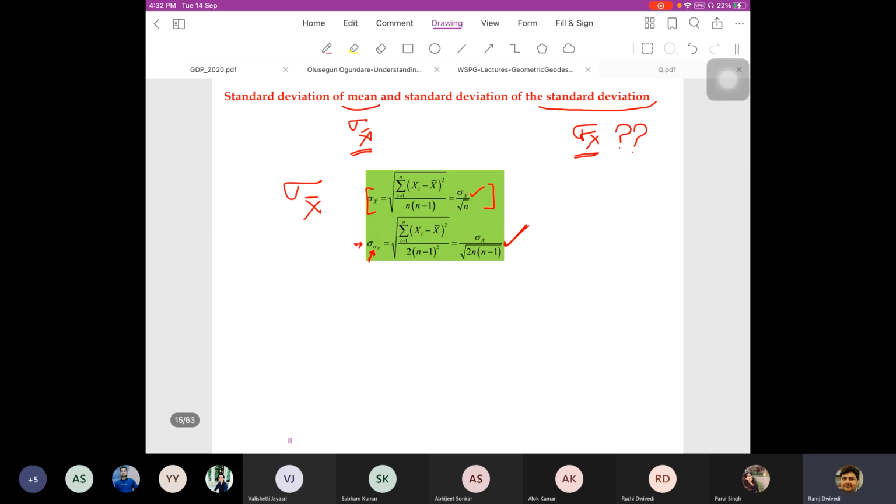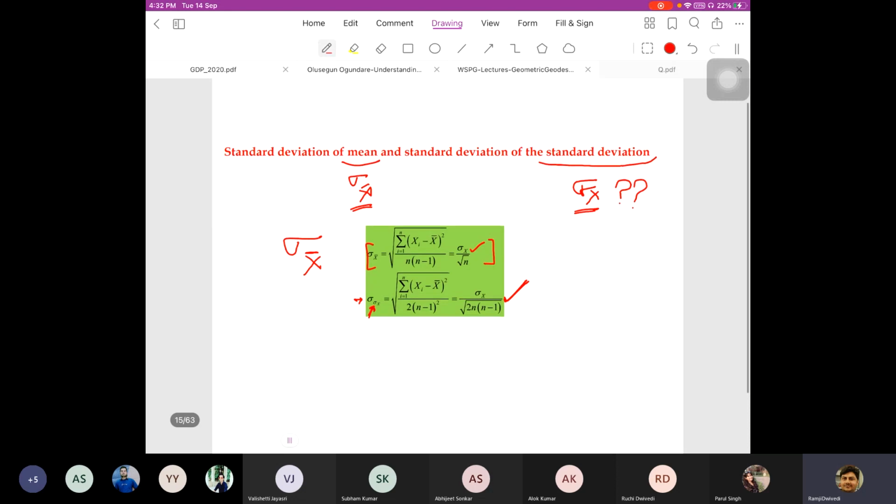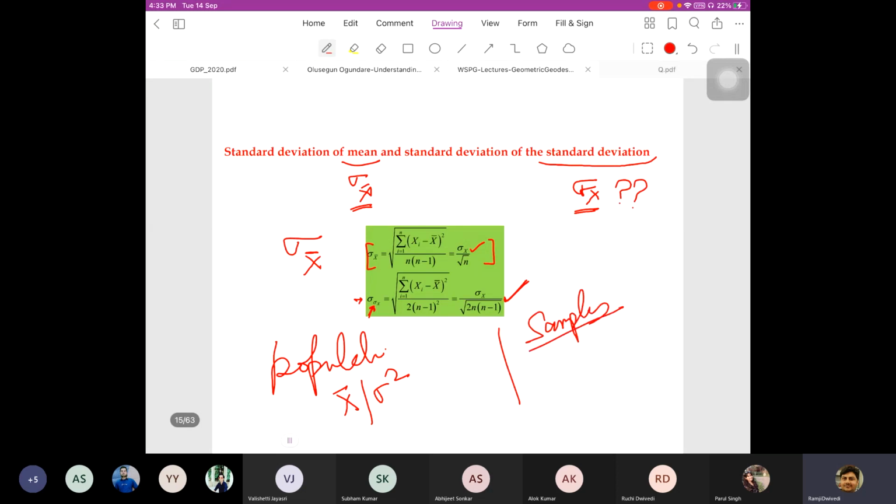Initially, when you are working with population, you will have single mean and variance, but working with samples, you are working with too many means, x1 bar, x2 bar, x3 bar, x4 bar, similarly sigma x1, and so on. Okay.